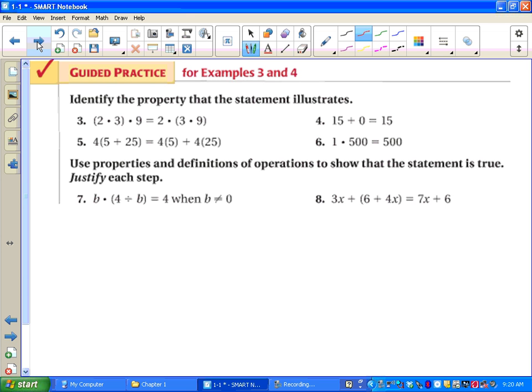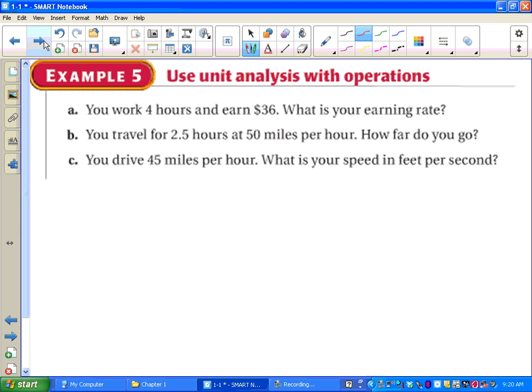Some more guided practice. You can either pause the video and do these now, or you can wait and do them in class. Next, we've got some unit analysis. We're going to use unit analysis with operations. Part A says you work 4 hours and earn $36. We want to know our earning rate.